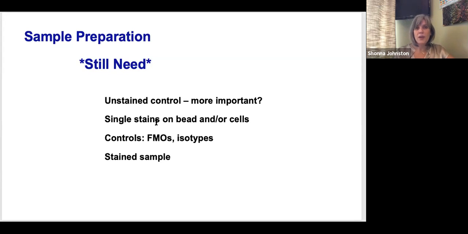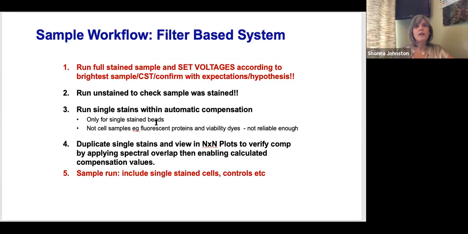So how does spectral analysis affect your actual workflow on the systems? Well, if you're working with a normal filter-based system, the first thing that you actually have to do is run a full stained sample, and you need to be able to set those voltages. Some people obviously run a CST, you can do filtration assays, that type of thing to be able to set your voltages. But if you put a sample on there and things go off scale, you have to be able to bring them on, or otherwise your data doesn't mean an awful lot. So it is really important.